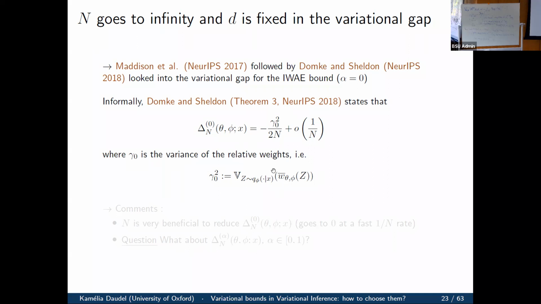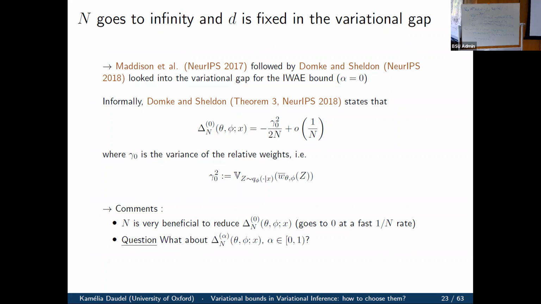All right, so let's make a few comments on this result, which is the key insight of this paper. The first comment is that playing with n is very beneficial to reduce the variational gap, right? Because I've got a decrease that's in 1/n, so I've got a fast rate, and this will go to 0 very quickly as I increase n. So it's actually a pretty good idea to move from the evidence look at this EY bound.